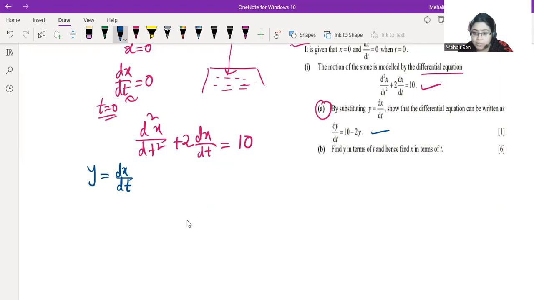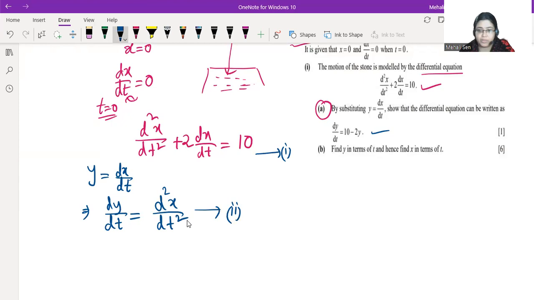So first of all, what do we need to do? Here they have given y is equal to dx/dt. So we easily substitute dx/dt in place of y. But for d2x/dt2, what do we need to do in that situation? We take differentiation. So dy/dt is nothing but the second order derivative, d2x/dt2, isn't it? So now this is our first equation, and this is our second equation.